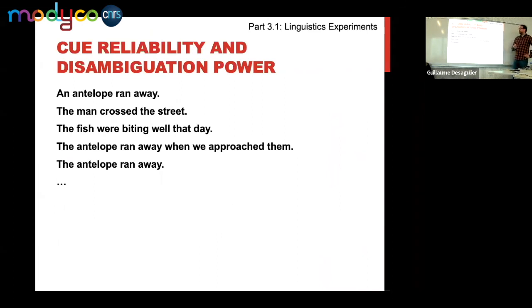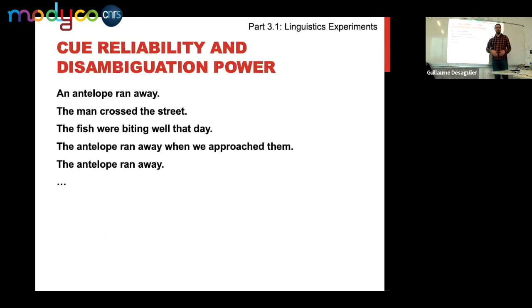And I looked at particular measures to try to measure complexity. I made a distinction between what I call Q reliability and disambiguation power. Q reliability is when you look at one particular feature in a sentence, how reliable is that for helping you to disambiguate something? For example, if you want to know whether the subject is singular or plural: an antelope, the indefinite article gives it away. It's singular. The man, it's not the article that gives it away, but the singular form of man. The fish, neither the article nor the noun gives it away, but the agreement with the verb is plural. The antelope ran, we still don't know.